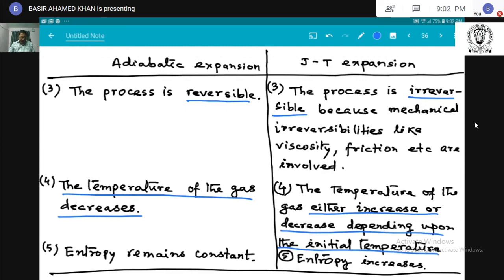The next point is that entropy remains constant in adiabatic expansion. But in the JT expansion, entropy increases because irreversible processes are involved in JT expansion. Therefore, entropy increases in JT expansion.